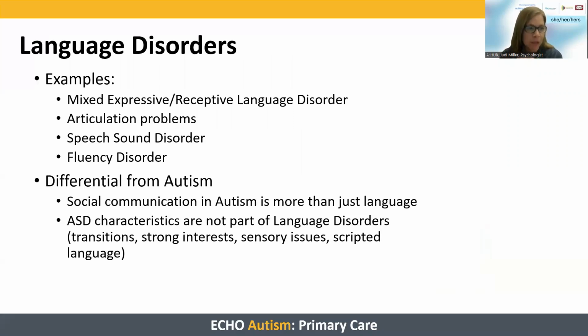Okay, next slide. So most common is language disorders. Here are some of the examples that you might have seen on our report: mixed expressive receptive language disorder, articulation, speech sound disorder, fluency.